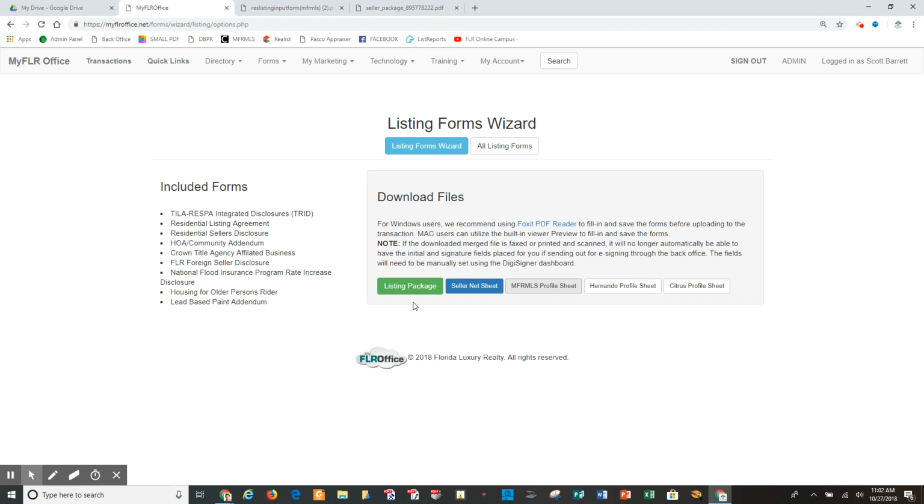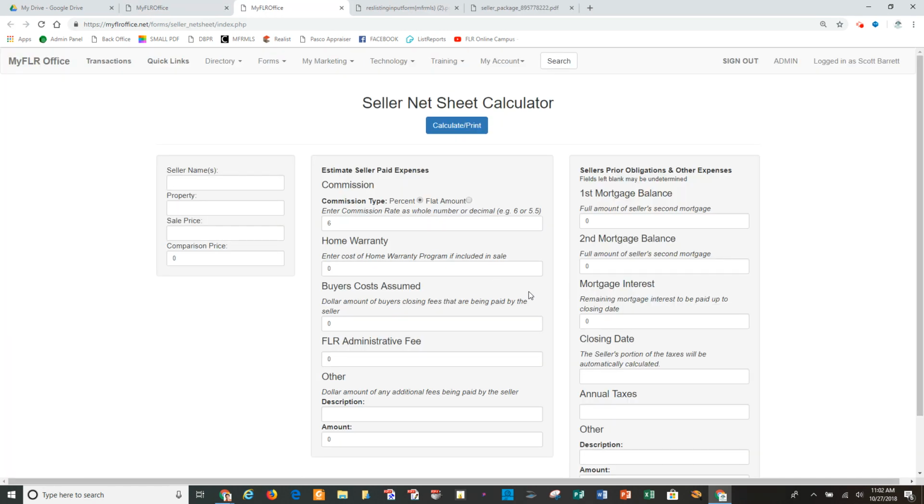And then in between, right next to the listing package button, is a seller's net sheet. The seller's net sheet becomes very important, so that you're disclosing to the seller, at the time of closing, when all is said and done, what am I going to walk away from the closing table with in my pocket after I sell my home? And basically this document, or this particular service, will provide you the ability, I'll just go through that.